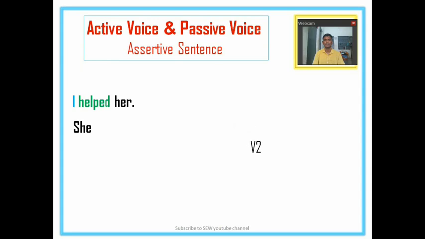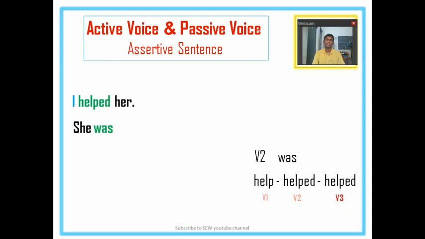If it is in V2 form, the helping verbs are was or were. If the subject is singular, was should be used. If the subject is plural, were should be used. Here the subject is she, so was should be used. So she was. The verb forms of help are help, helped, helped. So the V3 form should be written, and the preposition by, and the subject is I and the object is me.